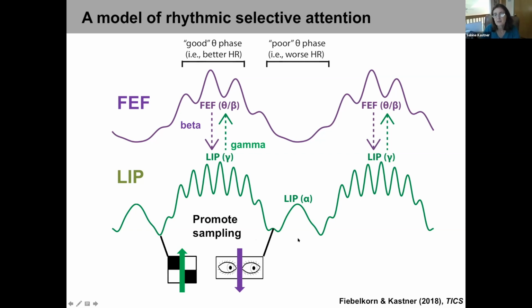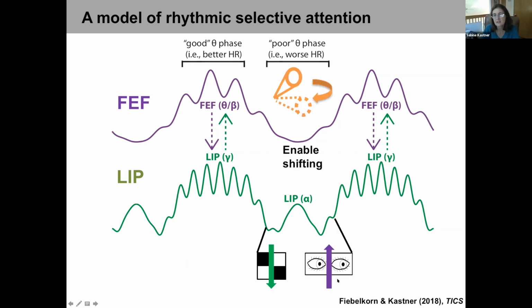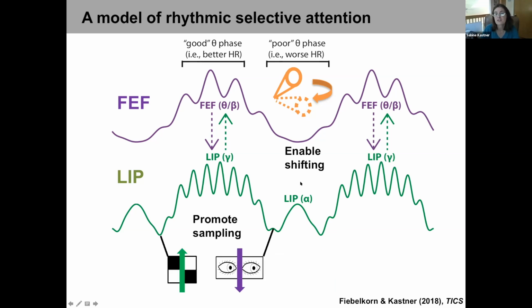Now, during the poor theta phase, when the detection performance is worse, what happens is that sensory processing is less strong, and at the same time there is a release of the suppression from the oculomotor neurons. So at this point in time, attention can be shifted or the eyes can be moved. So during that period, we think that shifting is enabled. So what's happening here is basically this back and forth between these two states. One promotes sampling, the other enables shifting.